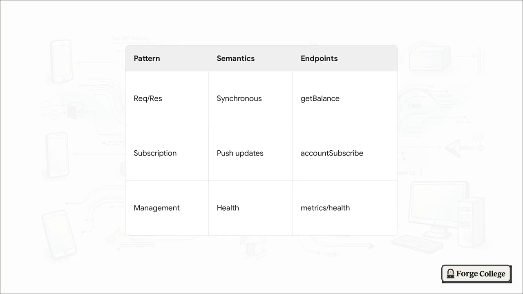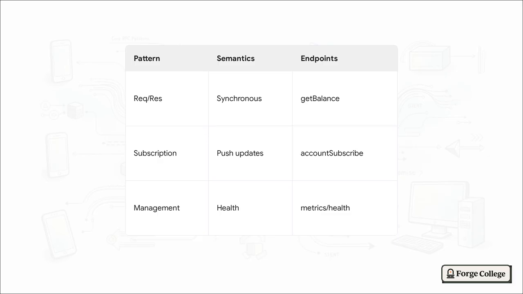Now, what's really interesting here is how we can consolidate our entire toolkit. We've got our three mechanical patterns side by side. Row 1, request and response for single query, synchronous needs like getBalance. Row 2, subscriptions for continuous push updates like accountSubscribe. And row 3, management for operational health and metrics. This right here, this is your core vocabulary.